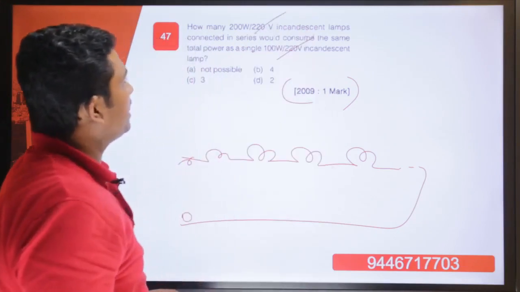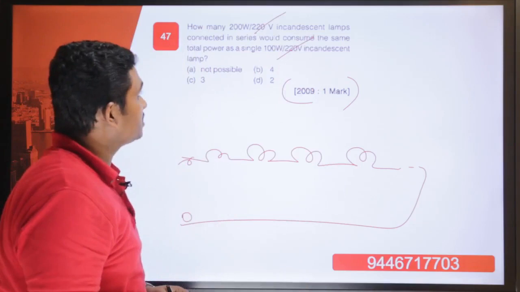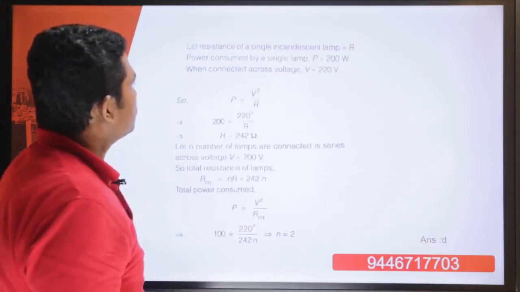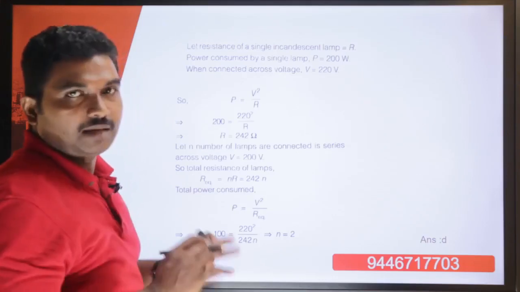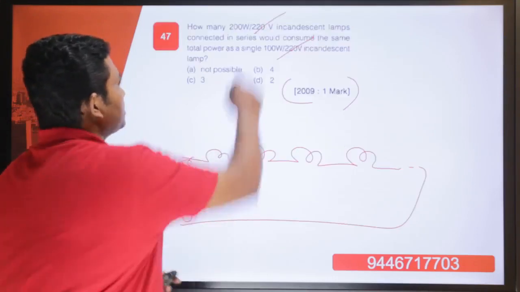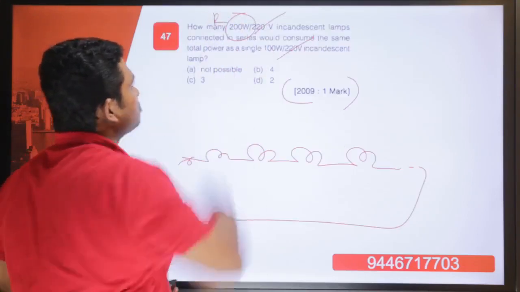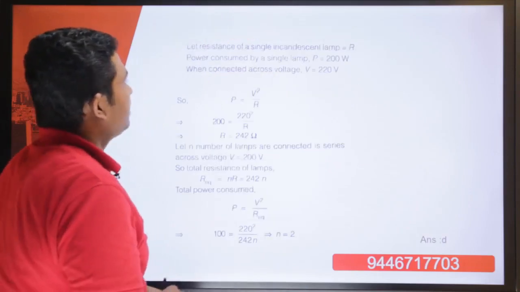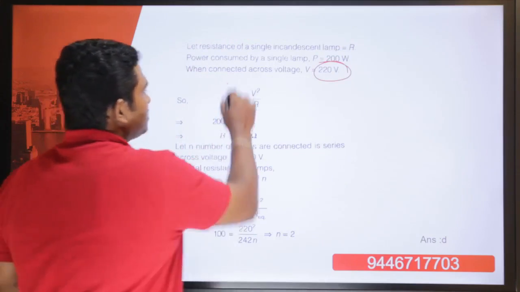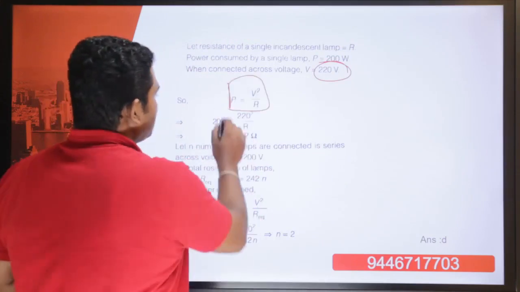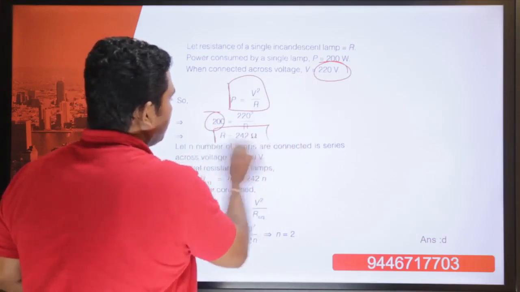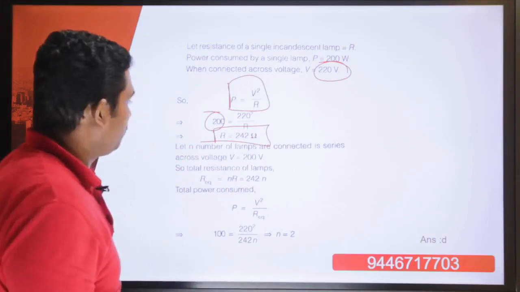So how many 200 watt incandescent lamps connected in series would consume the same total power as a single 100 watt incandescent lamp? Let the resistance of a single incandescent lamp be R. In the first case, the power consumed by the lamp is 200 watts when it is connected to 220 volt. So what is P? P is equal to V square divided by R. Our P is equal to 200, V square is 220 square, divided by R. The resistance of the filament, we get it as 242 ohm.